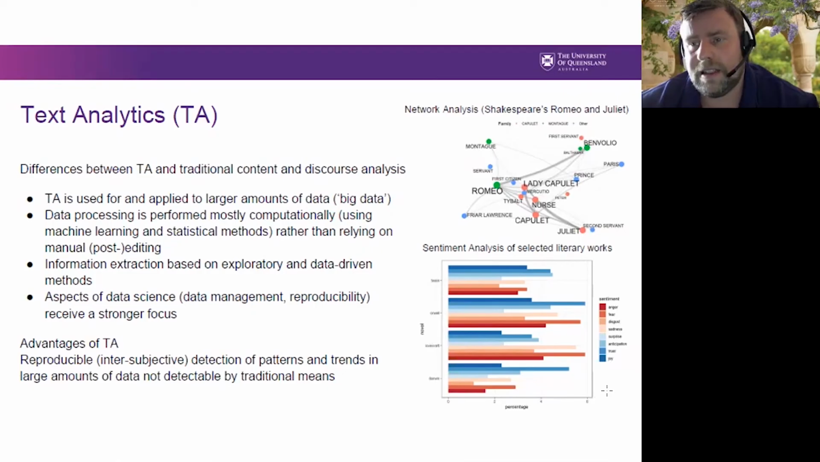And in text analytics, aspects of data science, so data management and reproducibility, receive a much stronger focus. And that means that the advantages of text analytics are that they offer reproducible, intersubjective ways to detect patterns and trends in large amounts of data that could not be detected by traditional means. So it's not basically replacing traditional analyses, but they offer new ways of looking at data, perspectives that could not be taken without computational means.